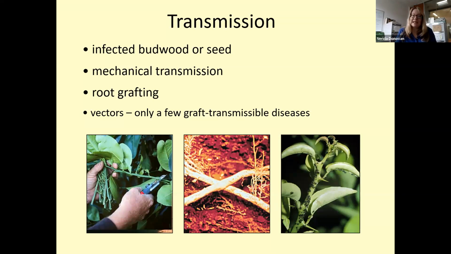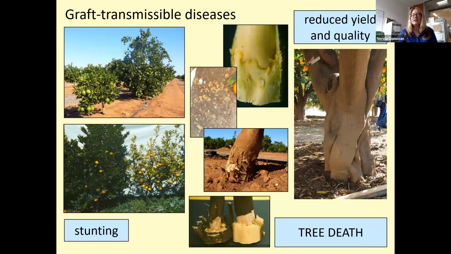And there can also be vectors. These could be insects or mites. Now, we're lucky for citrus. The only graft transmissible disease that has an insect vector is citrus tristeza virus, which is spread by aphids. But some of the really nasty diseases that we're trying to keep out are spread by insect vectors. Some of those vectors are already here and some of them aren't, but we could always have a native insect that could spread that.